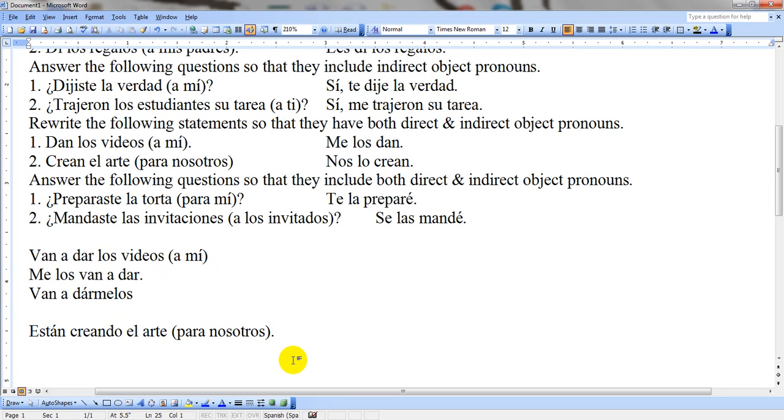And then let's see, let's go to this example. So they are creating the art for us. So much like the other answer, I'll have the nos and the lo, and I'll just keep my verbs like that. Están creando. This, by the way, if you haven't learned this, is called the present progressive. And you cannot put anything in between this verb and this verb. So this is my conjugated verb, and I put my pronouns in front. Or I can attach them to the creando. So I have están creándonoslo, which sounds really strange, but that's the answer. And again, this right here is going to have an accent mark over the A. So it's more difficult when you attach it because you have to worry about accent marks.